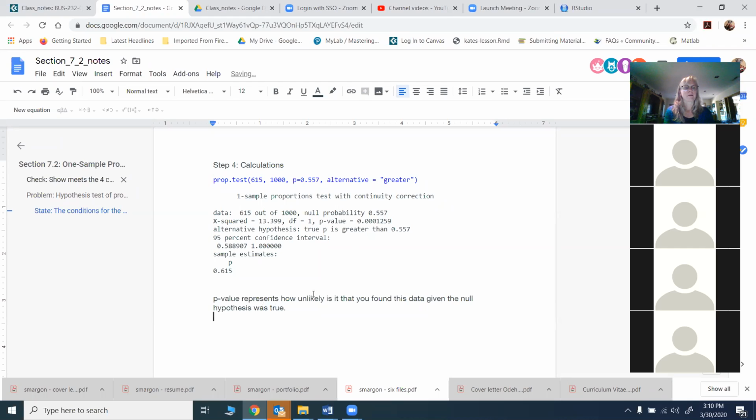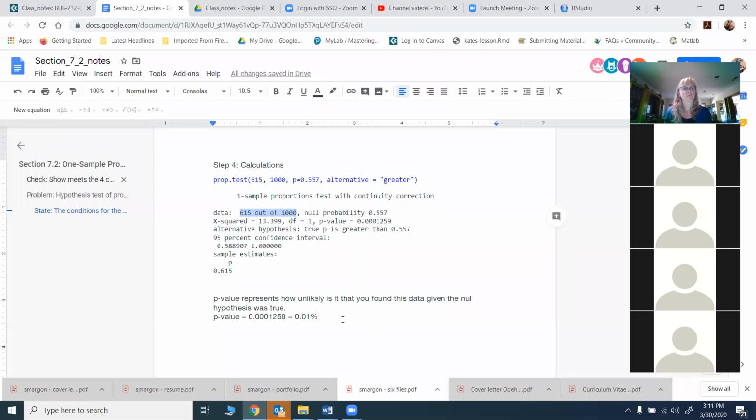In this case, it's 0.01%, basically. 0.000129 is about 0.01%. That's pretty dang small, isn't it? And that's for our null hypothesis being true? Not for the null hypothesis being true, but assuming the null hypothesis was true. This is how likely it was that you could find this data that you came up with, given that the null hypothesis is true. Is it likely that you could find this data given the null hypothesis is true? No.